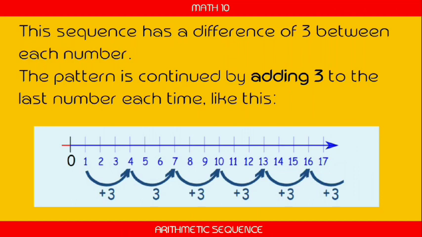The pattern is continued by adding 3 to the last number each time, like this, as shown in the photos. So from 1 we jump 3 steps to make it 4. From 4 we jump 3 steps to get to 7. From 7 another 3 steps to 10. From 10 another 3 steps and we have 13. From 13 we have another 3 steps to get 16, and so on.